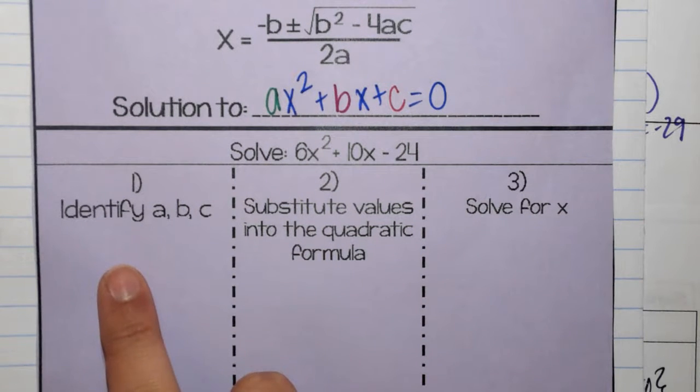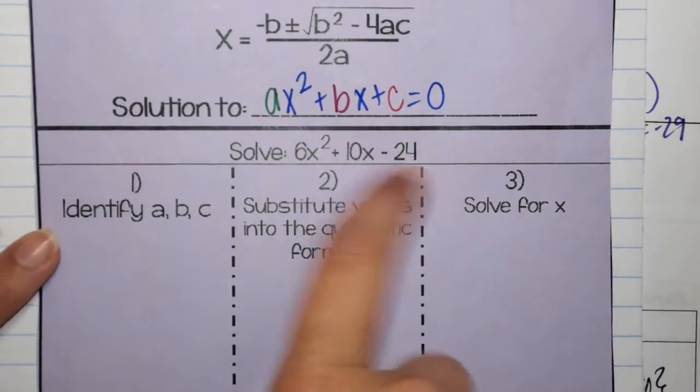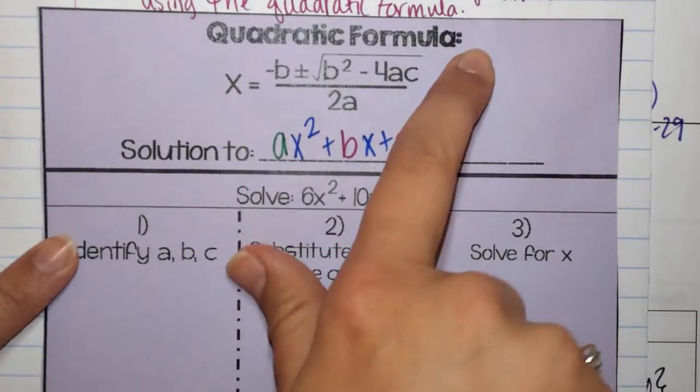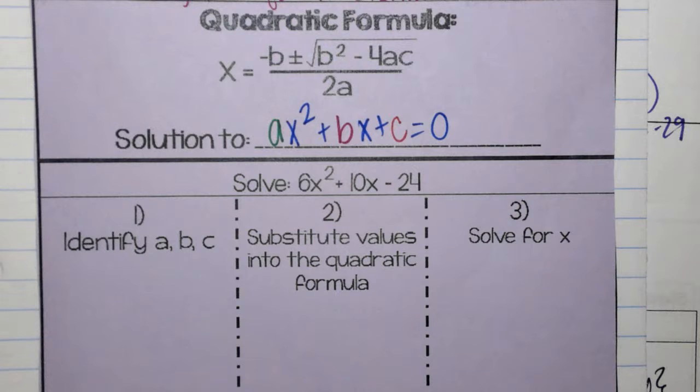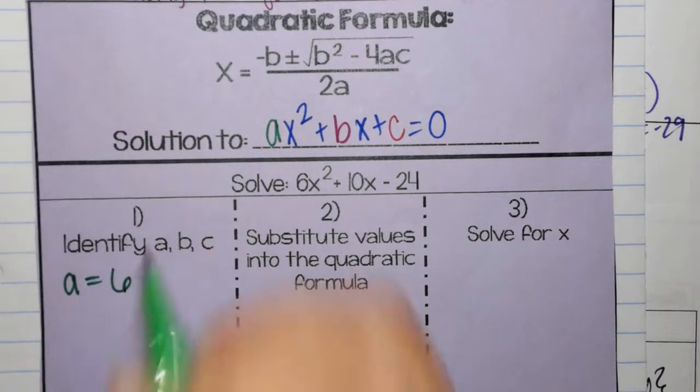Alright, so here we go. Are we ready? Step 1, identify A, B, and C. So this is our equation, our quadratic formula. We're going to start by identifying A, B, and C. So what's A here? A is 6.